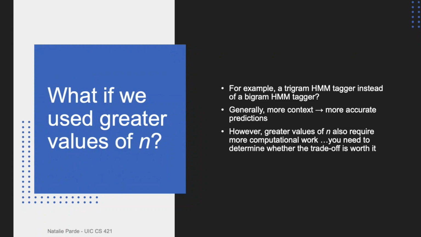So in the previous example, we predicted a part-of-speech tag sequence using our Bigram HMM Tagger. What if instead of a bigram model, we'd used a trigram model or even something with a higher n value? In general, more context leads to more accurate predictions, so the resulting model would probably perform even better. However, greater values of n also result in a lot more computational overhead, so it's important to consider the trade-off between resource efficiency and accuracy when designing your models.